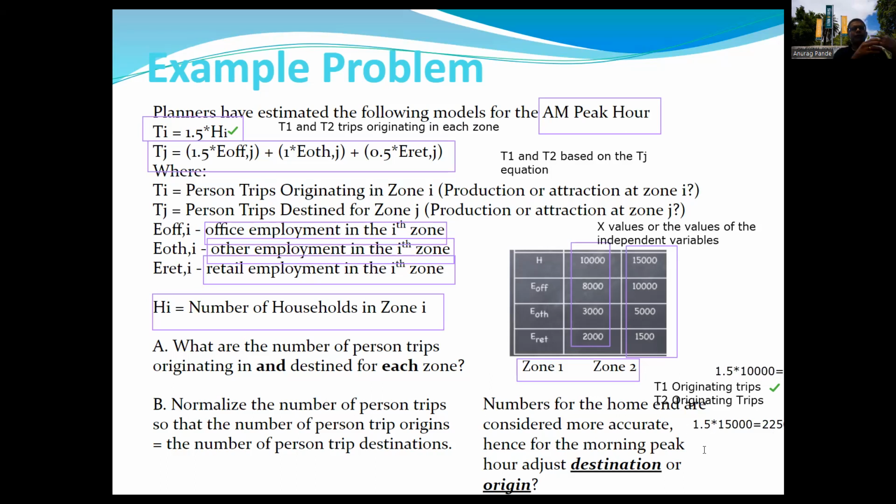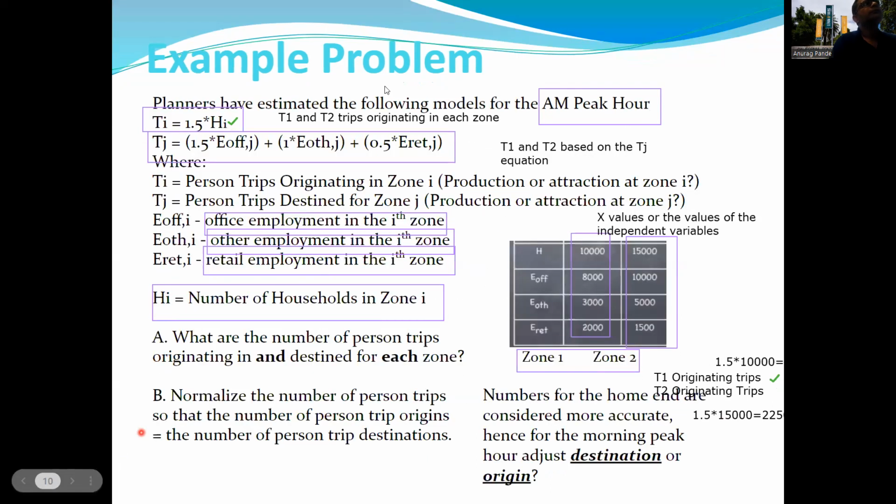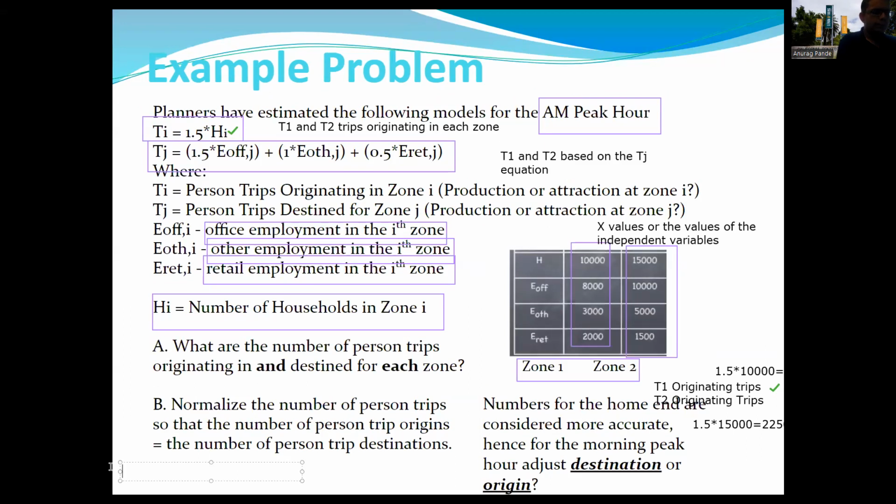Now, if I'm trying to figure out the destination trips, it's a little bit trickier because they have a different equation and they rely on three different independent variables. They have a different equation, this one right here, and they rely on E office, E other, and E retail. But that's pretty simple too. So I could figure out T1 destination trips.